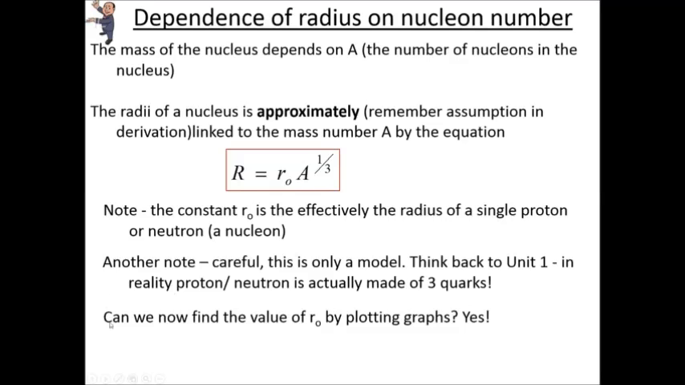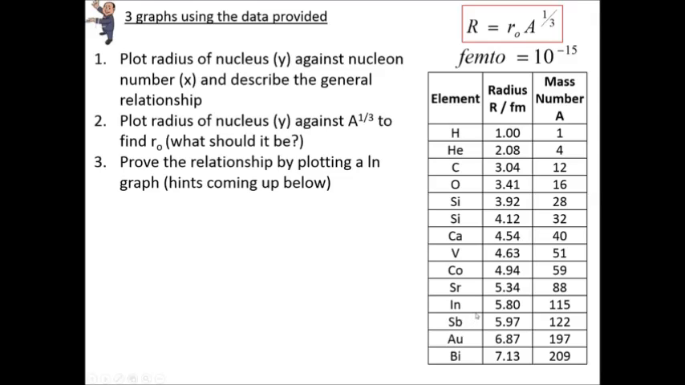Alright, so let's try and find the value of R0 by plotting some graphs, and we're going to plot three potential graphs. When you're watching this video, in some respects I'm going to go through it really quickly. It may be worth you attempting to go and plot these graphs yourself. I'm just going to show you the graphs after I've used Excel to plot them. So the first graph we're going to do is a straightforward graph. We're going to plot the radius against the nucleon number and look at the general shape. Then we're going to plot the radius against A to the power of a third, and then we're going to plot some log graphs, all right, and the hint's coming up in a second.